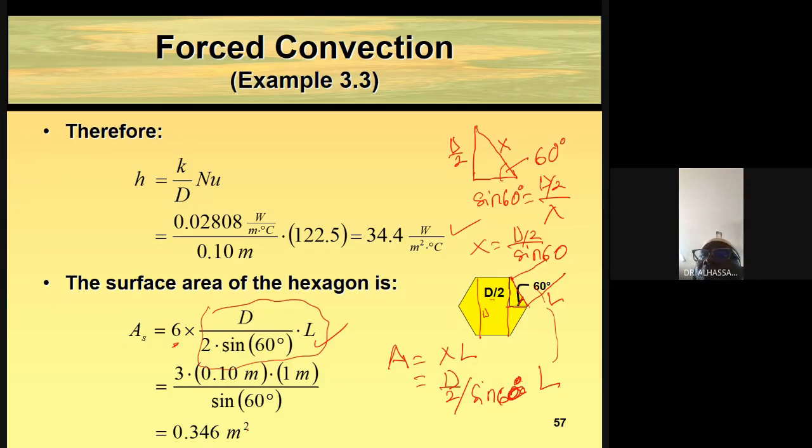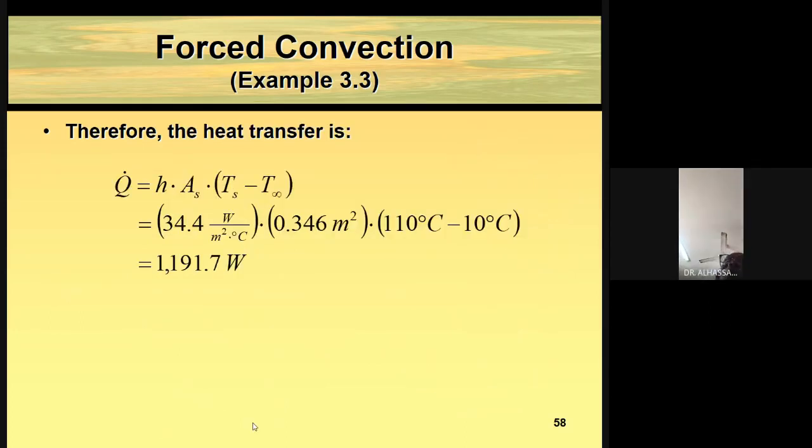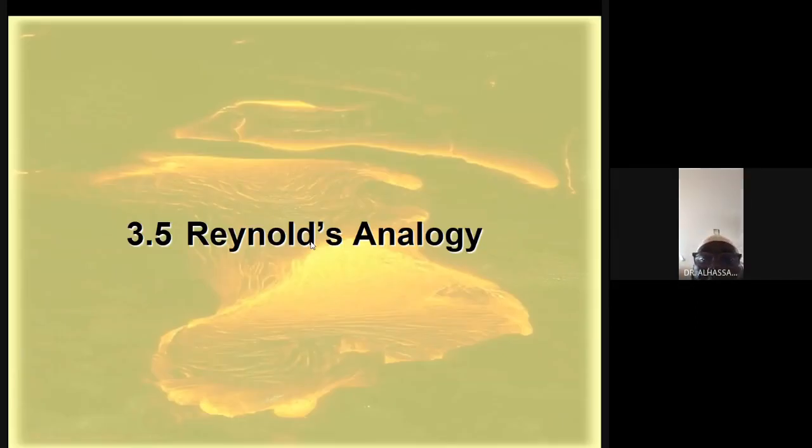So eventually the total surface area is given by 0.346 meters squared. Now we know the area, we know the value for h, we know delta T. Easily we can estimate the heat transfer, which is 1,191.7 watts.